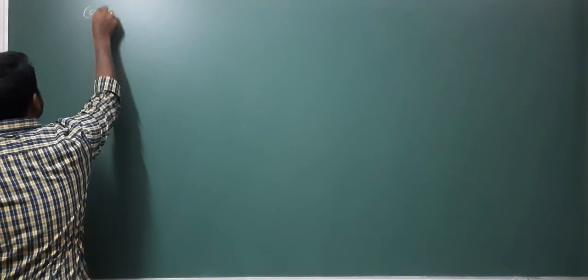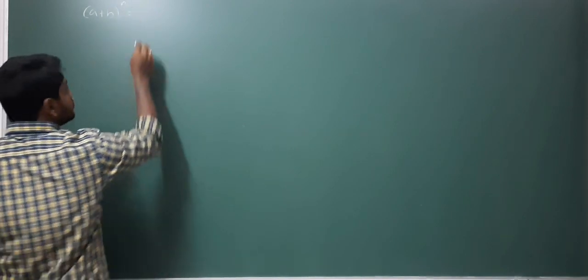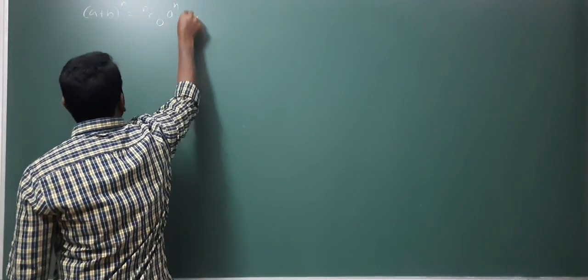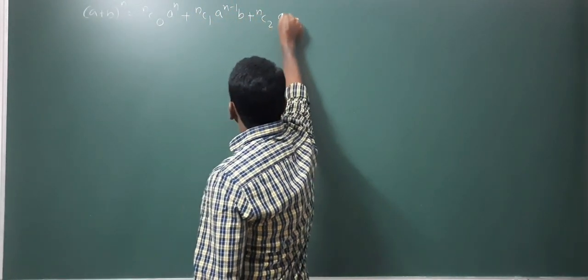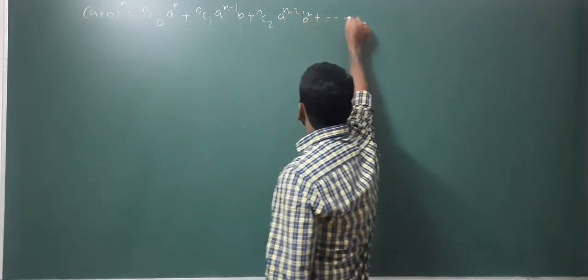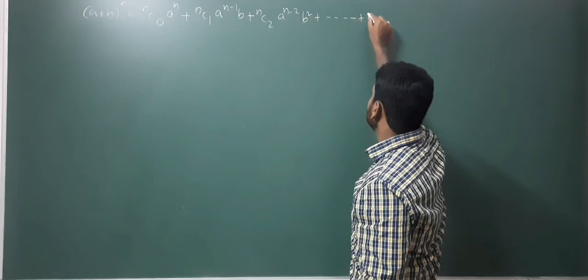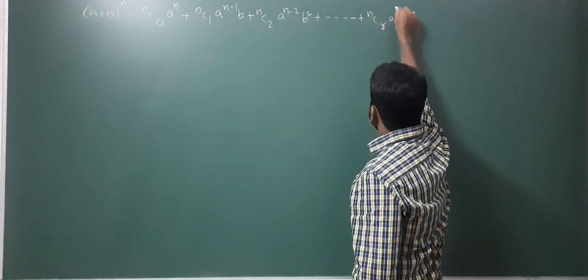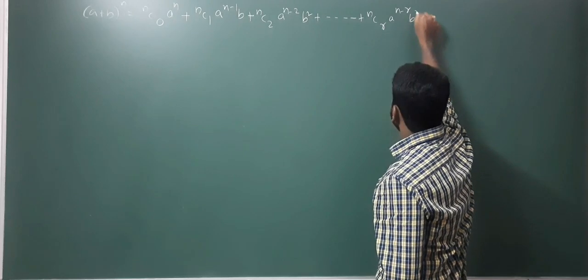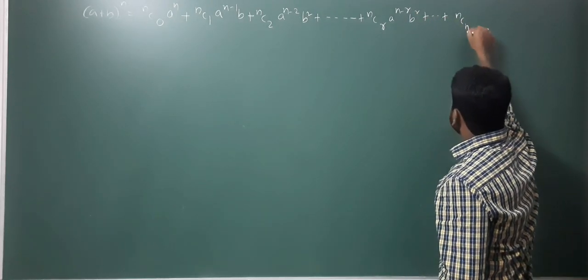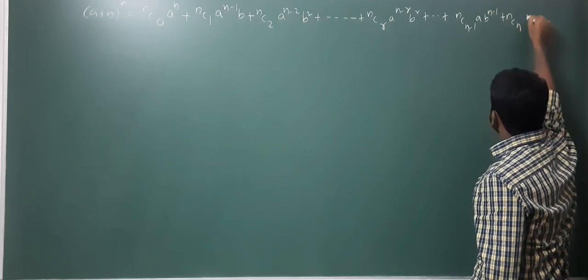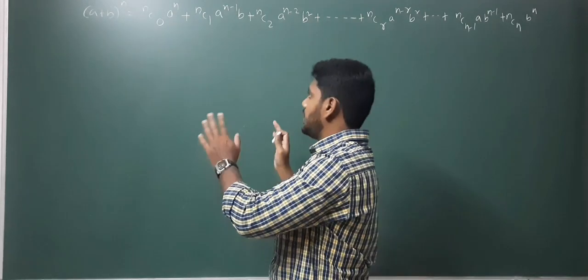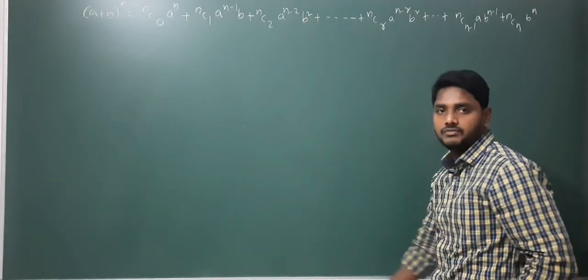We know that you need to remember the expansion: (a + b) whole power n is equal to nC0 a power n plus nC1 a power n minus 1 into b plus nC2 a power n minus 2 into b square plus so on. In the middle somewhere nCr a power n minus r into b power r, plus so on, nC(n minus 1) into a into b power n minus 1 plus nCn b power n. So this is the binomial expansion of (a + b) whole power n, and you need to remember that formula.